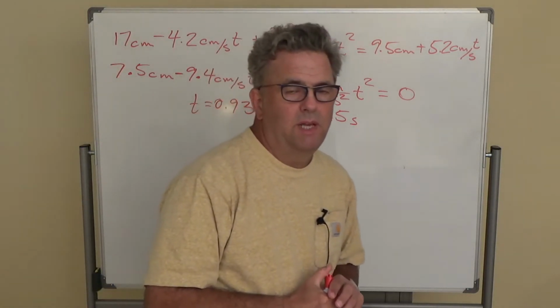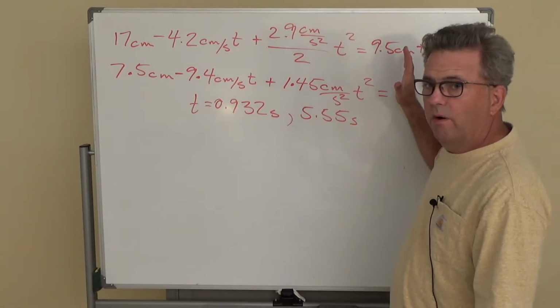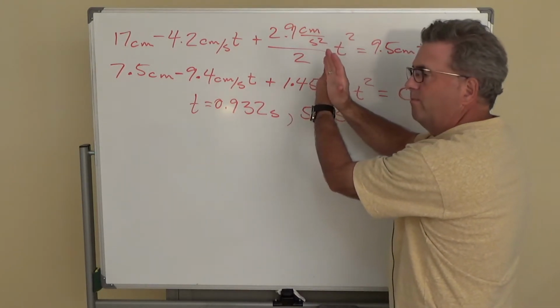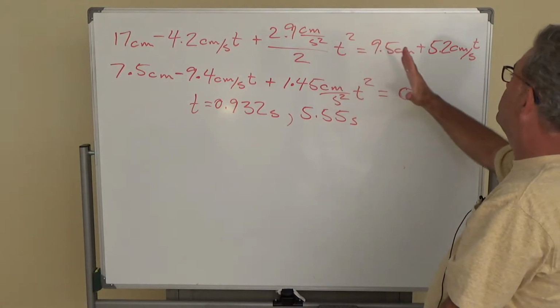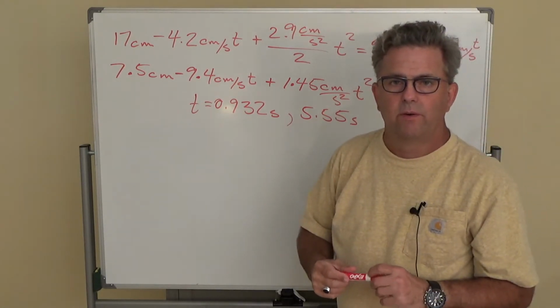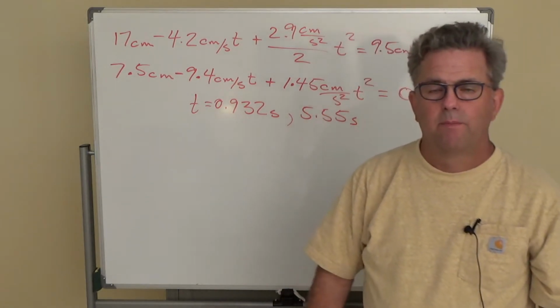So that should work. That's the same situation where that first car went this way, is slowing down, then they passed fairly quickly, and then it started speeding up and caught it again 5.55 seconds later. That's the idea.